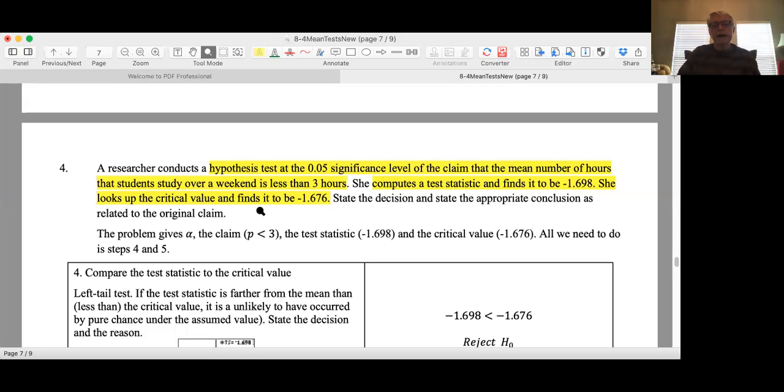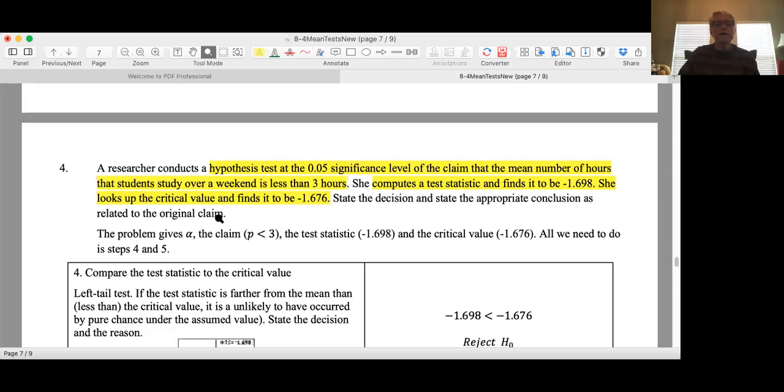Okay, so let's see what we have in the original claim. We know what alpha is, and the claim that the mean is less than 3. So basically, mu is less than 3. So we've got our claim. And again, this has an error in it. This should be mu is less than 3. And we have it given to us that in step 2, we got a test statistic of negative 1.698, and in step 3, we have the critical value found to be negative 1.676. So we need to state a decision and our conclusion from that information.